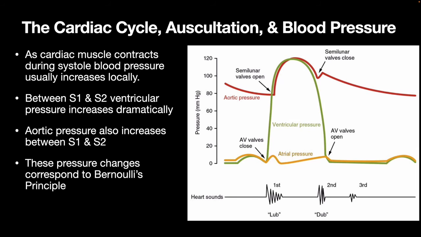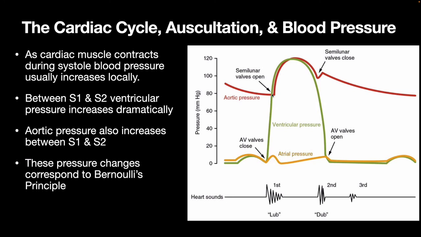As cardiac muscle contracts during systole, blood pressure usually increases locally. In particular on this graph, we can see atrial pressure. There's small changes in atrial pressure. They're not quite as dramatic. The atria are relatively small. The cardiac tissue surrounding it is also relatively small, so you don't get this really strong pressure there. In the ventricles, however, you can see these very dramatic spikes in pressure, going from basically zero pressure up to about 120 millimeters mercury. It's a very strong increase in pressure. And also in the aorta, shown here in red, you can see that.